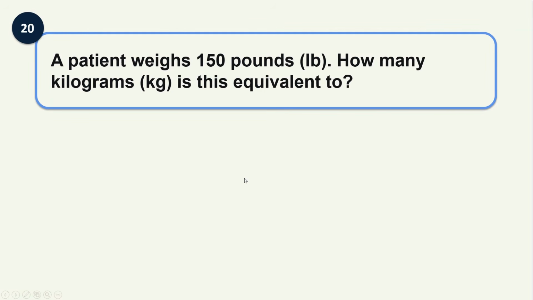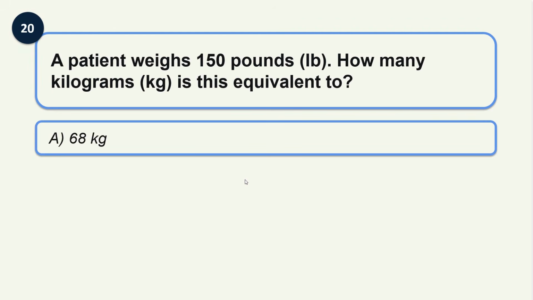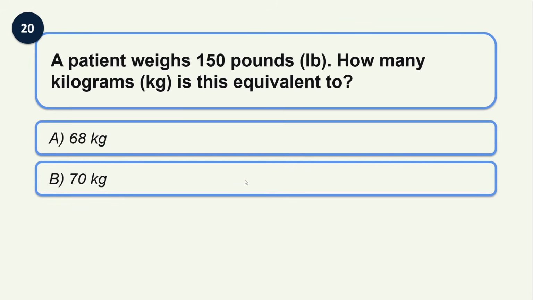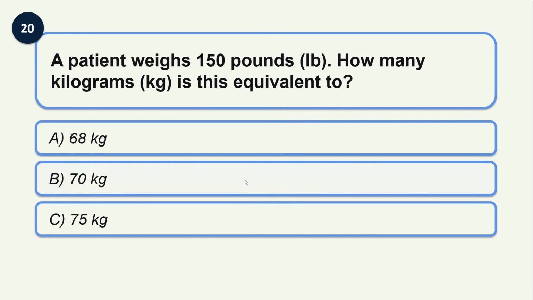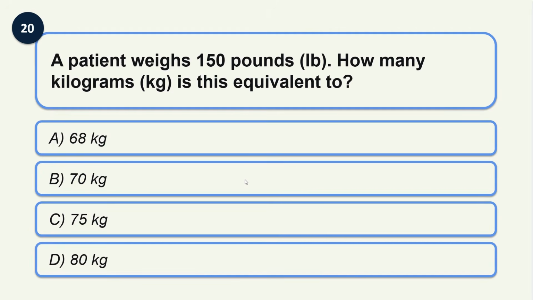Next, a patient weighs 150 pounds. How many kilograms is this equal to? A. 68 kilograms, B. 70 kilograms, C. 75 kilograms, D. 80 kilograms. The correct answer is 68 kilograms.